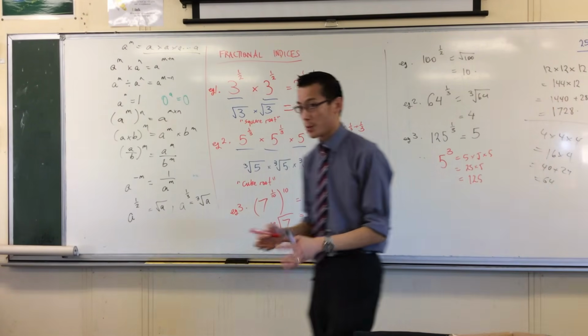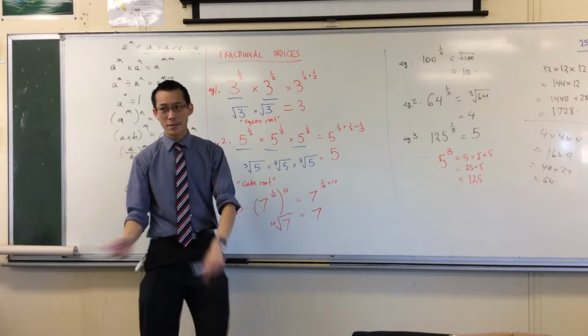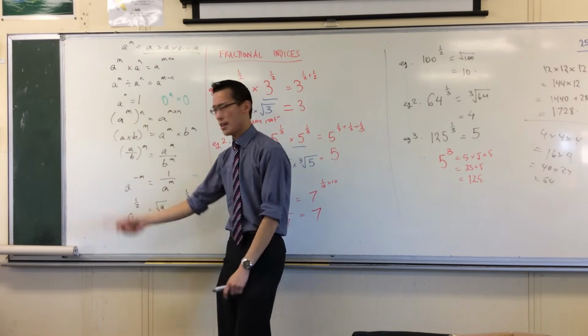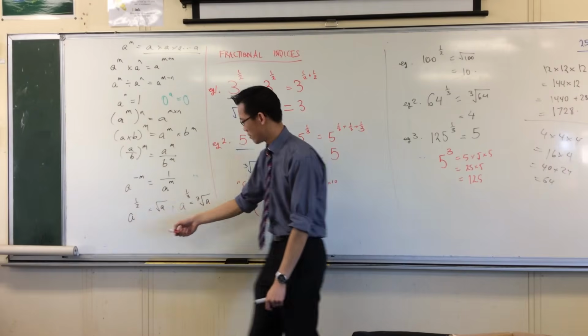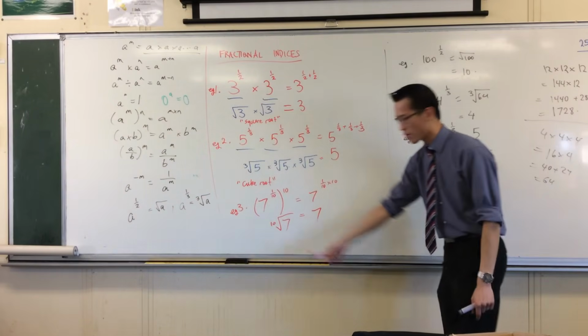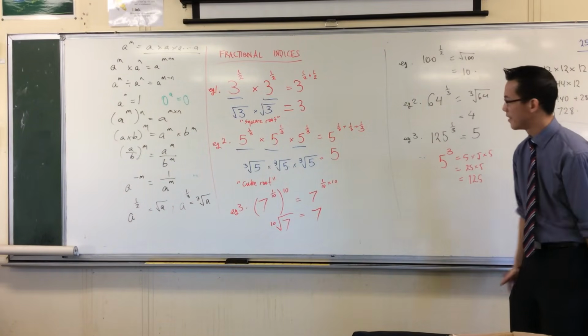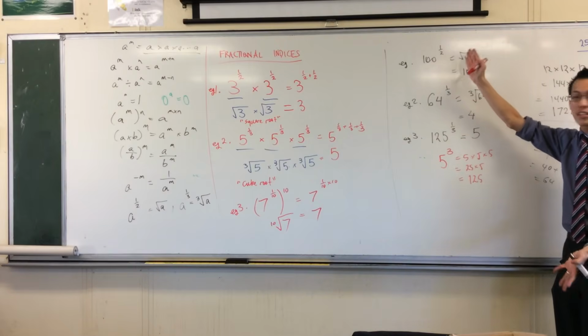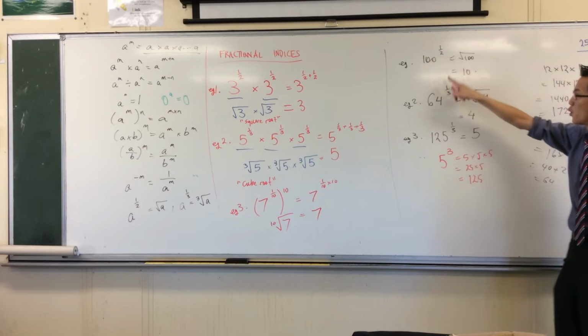So, in summary, you've got these fractions in the index. You're going to get square roots or cube roots or 10th roots or some number like that. The most important ones that you'll see are when you've got the power of a half or the power of a third.